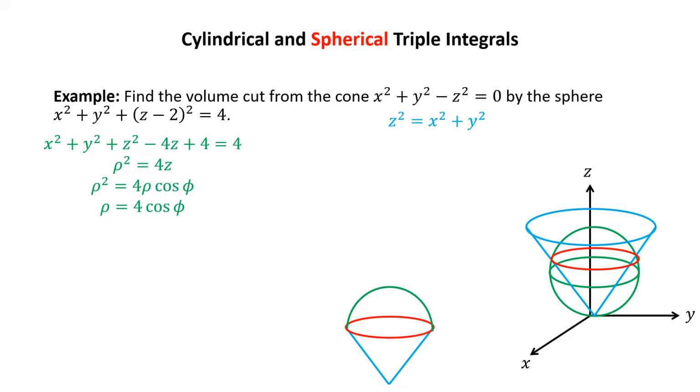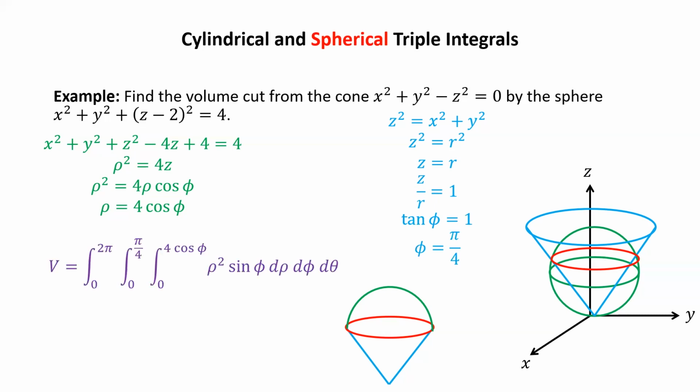Getting z squared by itself, we have z squared equals x squared plus y squared. Remember that x squared plus y squared is r squared. We're doing an extra step going to cylindrical. So z is equal to r, or equivalently z over r is equal to 1. Remember that z over r is the tangent of phi, and therefore phi is pi over 4.